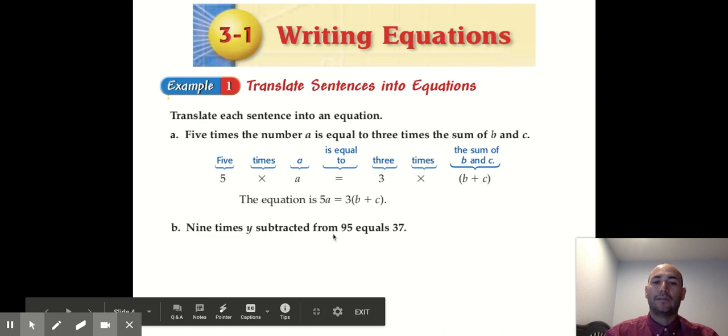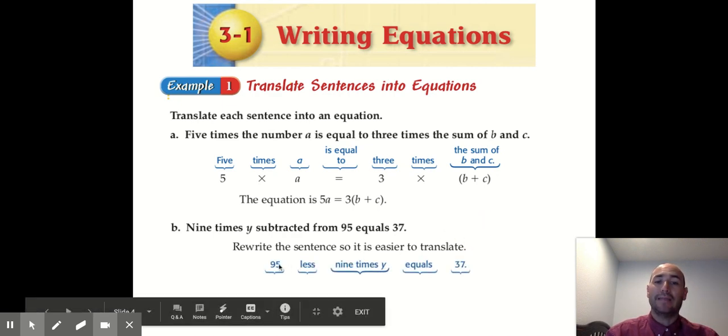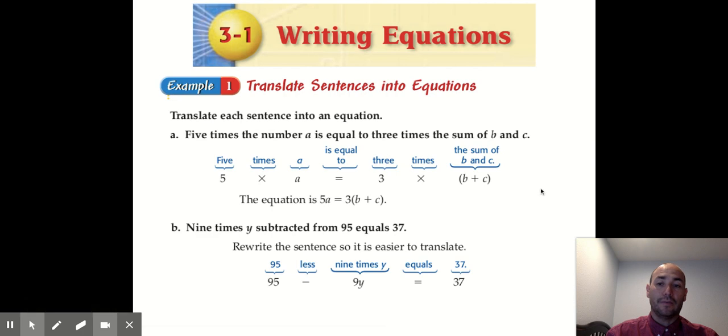9 times y subtracted from 95 equals 37. So I'm going to rewrite this a little bit just because I know in subtraction, order does matter. If I'm subtracting from 95, it's going to be 95 minus that quantity. So I'm going to write it as 95 less 9 times y equals 37. I'm taking away 9 times y from 95, so the 95 needs to come first.